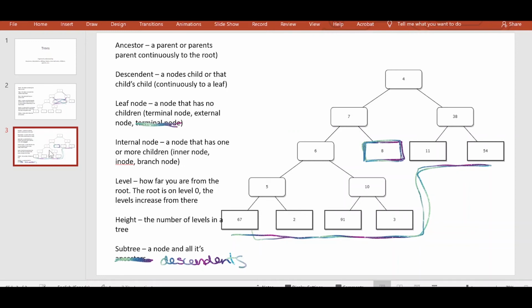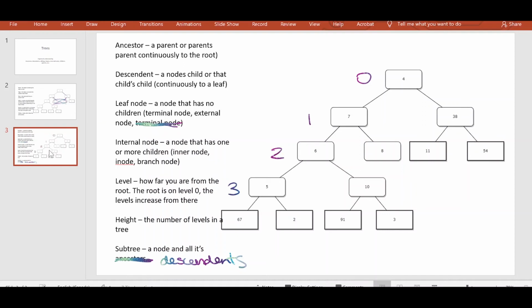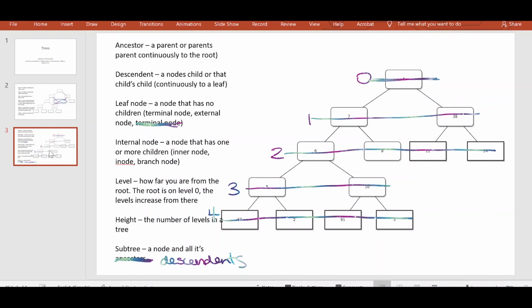The last thing that I want to cover is level and height. When you look at a tree and you start indexing from the root at 0, so if I put the level 0 here, 1, 2, 3, and 4. Anything that is on this level is level 0. Anything on this level is level 1. This is level 2. This is level 3. And this is level 4. So it's just indexing a tree starting at the root with 0 is how you get the level of the tree. And then the height of the tree is the number of levels. So here we can see that we have 5 levels. So the height of this tree is 5.